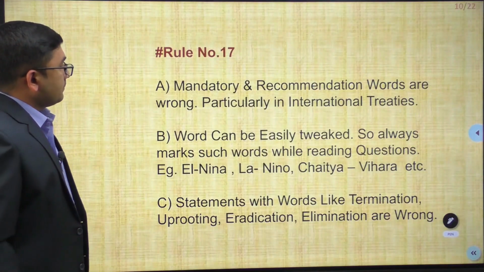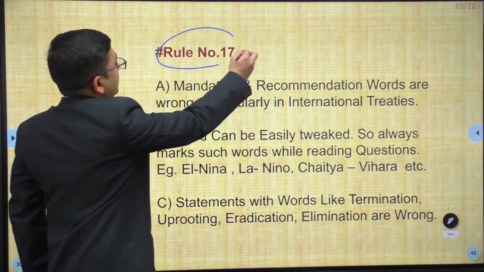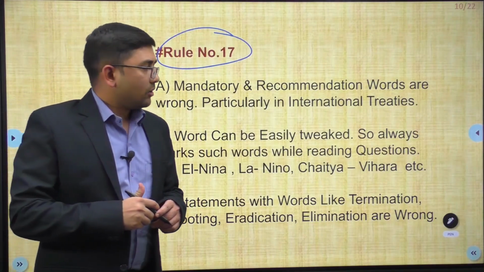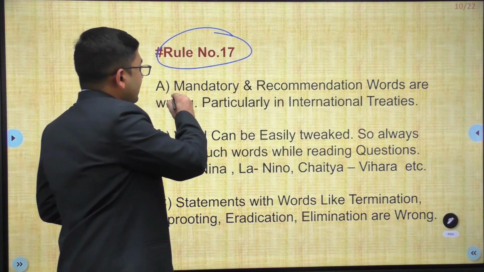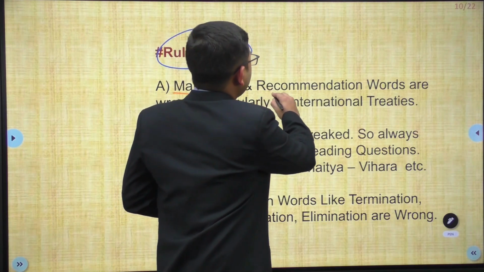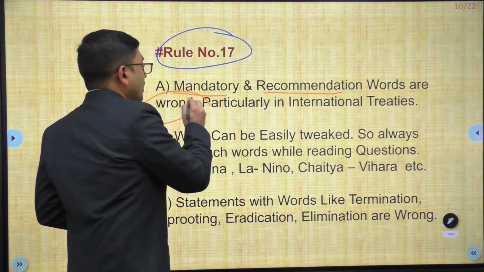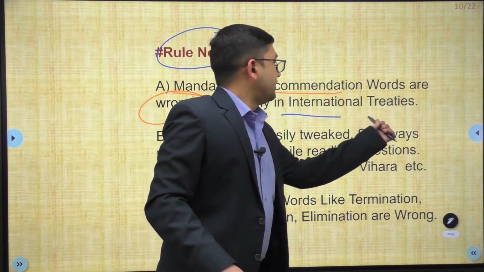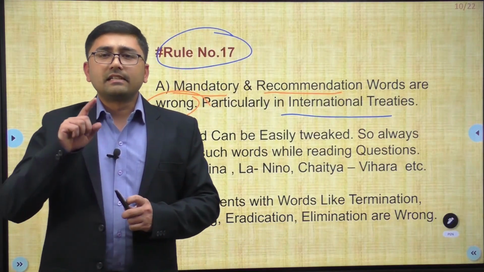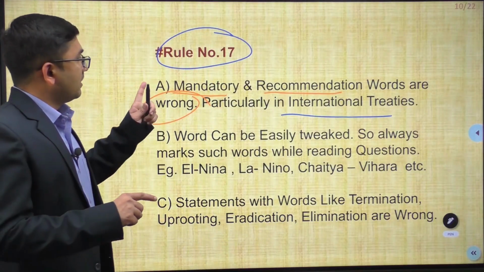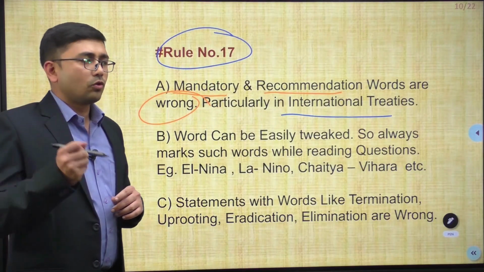So come to rule number 17. What does rule number 17 say? Rule number 17 says that mandatory and recommendation words are wrong, particularly in international treaties. So whenever there is an international treaty, that time you can remember rule number 17 to cross-check.